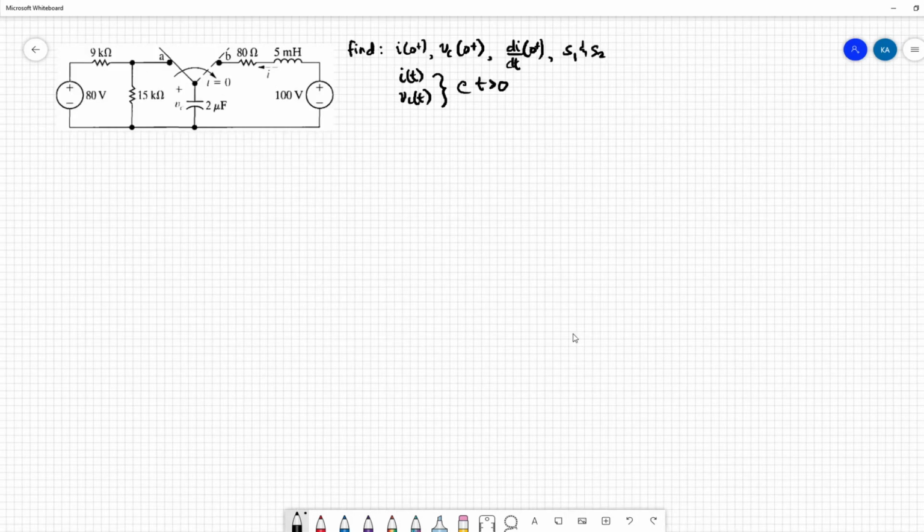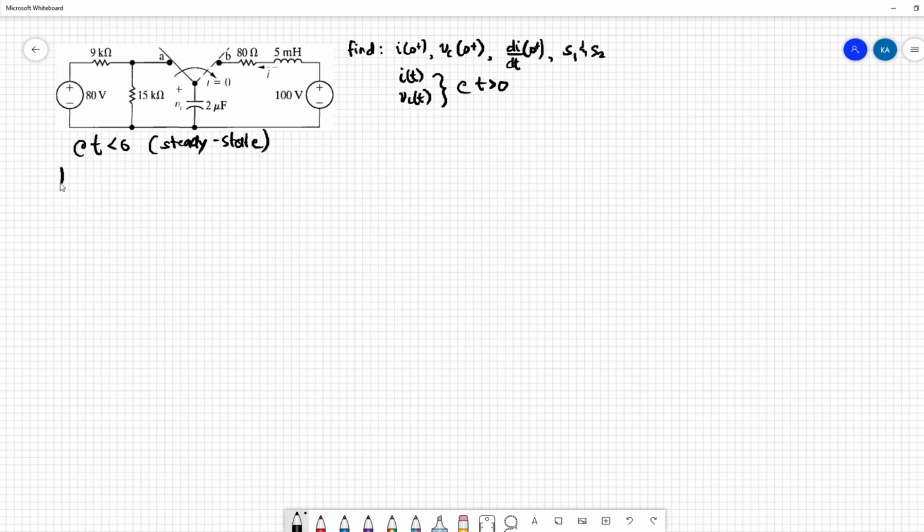So for example, we have this circuit. Find I of 0 plus, VC of 0 plus, di dt of 0 plus, the roots S1 and S2, and then the expressions I of t and VC of t at t greater than 0. So the switch in the circuit has been in this initial position for a very long time, which means at t less than 0, our circuit is at steady state.